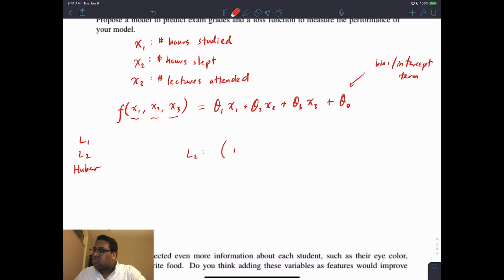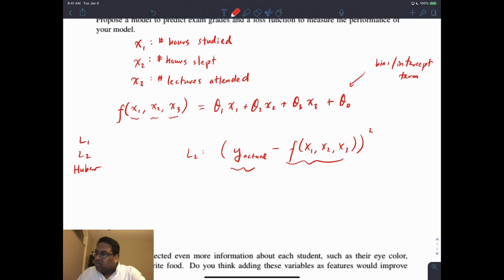You could take the true exam grades, so y actual, minus the predicted ones, squared. Okay, so for each individual student, we'll have all of this information and we'll have their actual exam grade, right? And the loss is the difference between their actual grade and predicted grade squared.